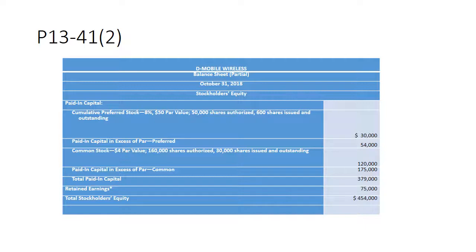The second part of the problem wants you to prepare a stockholders' equity section for this company at October 31st. And this is great practice because we get much more detailed now than we once had on the balance sheet when we just did a sole proprietor. You have to remember, with stockholders' equity, which is our new owner's equity, but we call it stockholders' equity because it's a corporation, there's a lot of stuff happening.